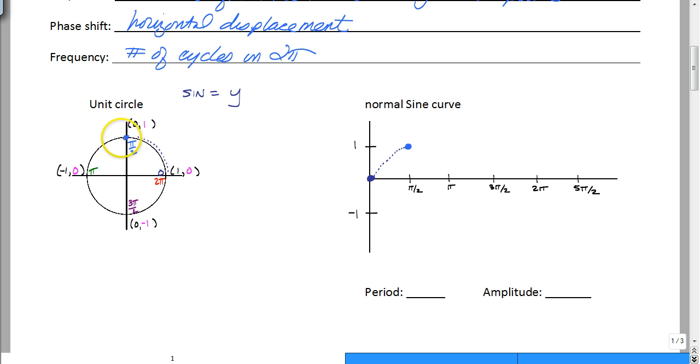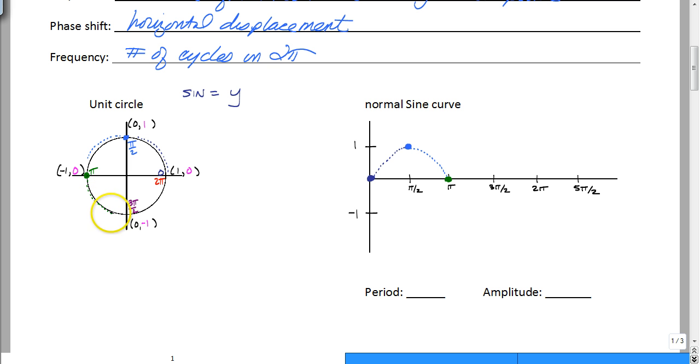And then the y value, as you approach pi, is going to start to decrease. So the y value is decreasing as you get to pi. Now look at what happens when you get to pi. Your y value is back at 0. So once you get to pi, you're back at 0. But look at what's going to happen now.